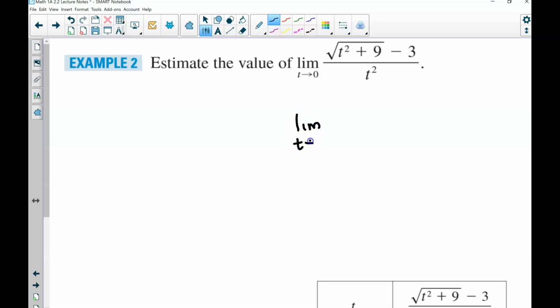So what we can do is guess that the limit as t approaches 0 of the function, the square root of t squared plus 9 minus 3 over t squared, is going to be approaching 0.16666, which is the fraction 1 over 6. So that's where we're guessing.